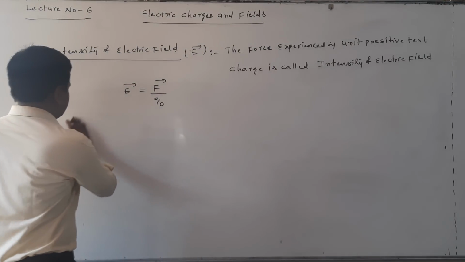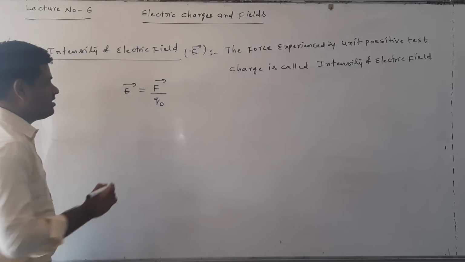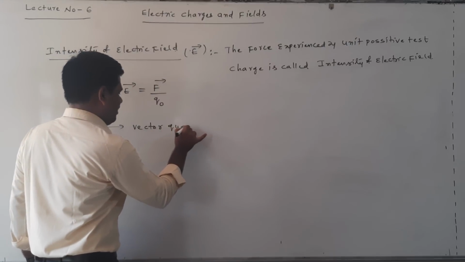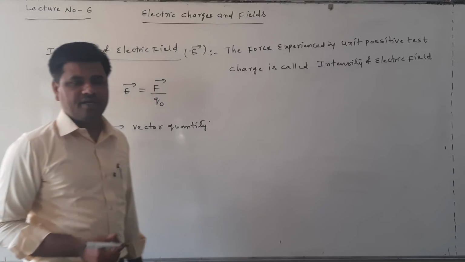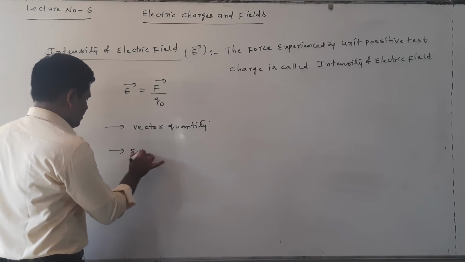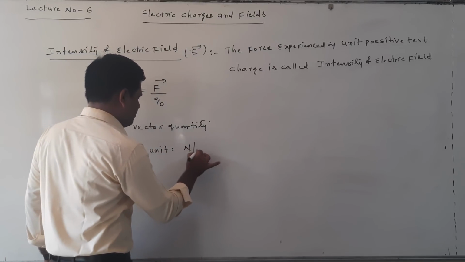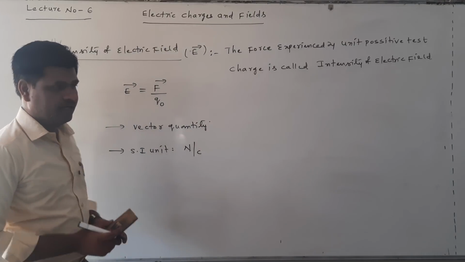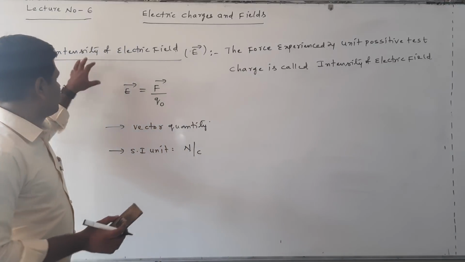Now, this is our intensity. F is a vector quantity, so what about E bar? The intensity of the electric field is also a vector quantity, because F bar is a vector quantity, so E bar is also a vector quantity. What is the SI unit of this? The force unit is Newton, the charge unit is Coulomb, so the SI unit of the electric field is Newton per Coulomb.